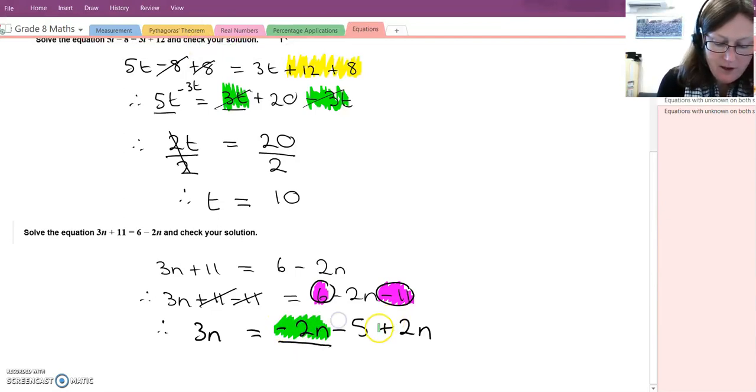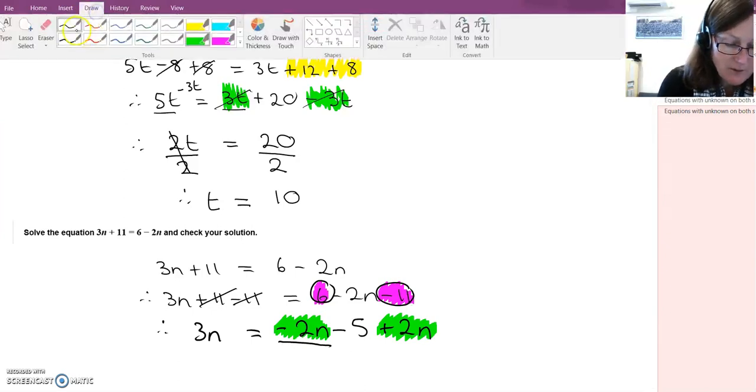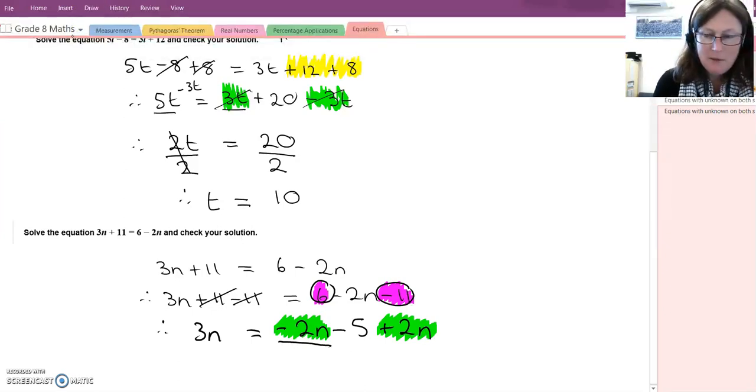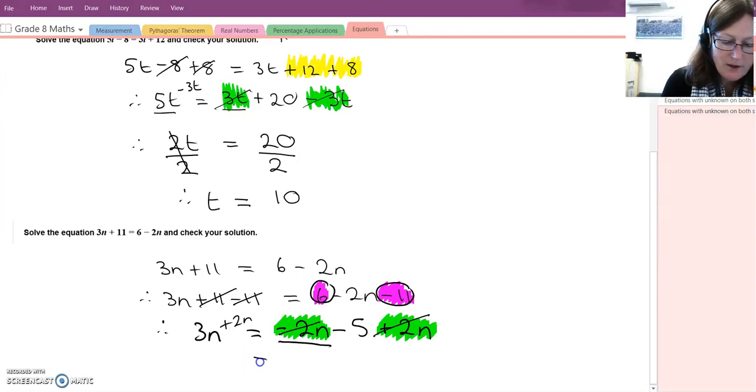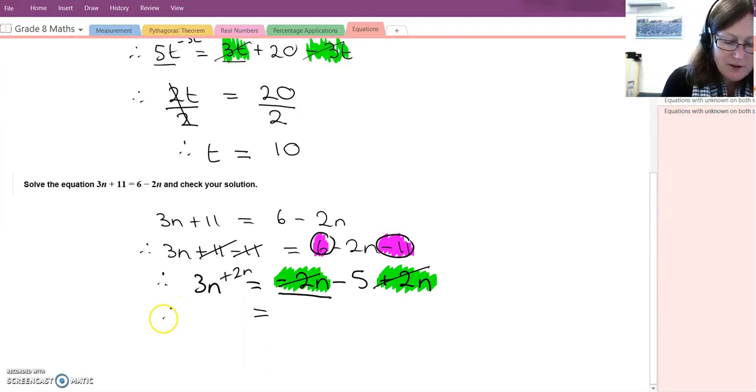The things I've highlighted in green as my like terms, they eliminate, they cancel each other out. So I've got rid of them from the right hand side, but I've got to remember to add 2n to the left hand side as well. Whatever I do to one side, I've got to do to the other. So left hand side 3n plus 2n is 5n, which is equal to negative 5.